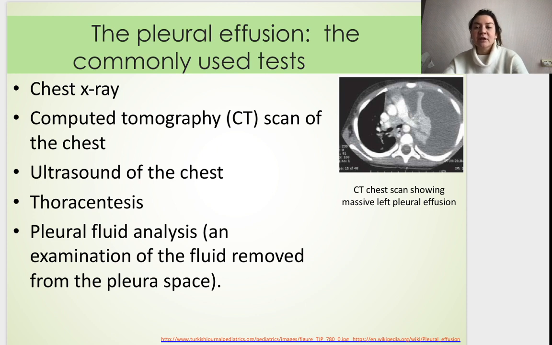Commonly used additional tests for pleural effusion. Yes, most usual is chest X-ray. It is the simplest and a very informative test, especially for screening as a first prescribed test. To see more detail, we usually prescribe a computed tomography scan of the chest. Ultrasound of the chest can be used, and thoracocentesis, to remove fluid and to analyze the structure of this fluid. And pleural fluid analysis, as I said, is an examination of the fluid removed from the pleural space.